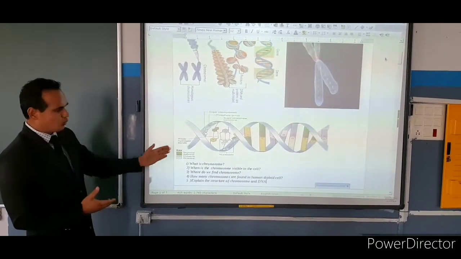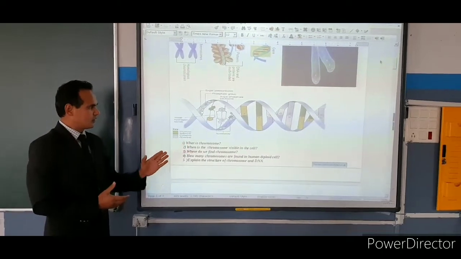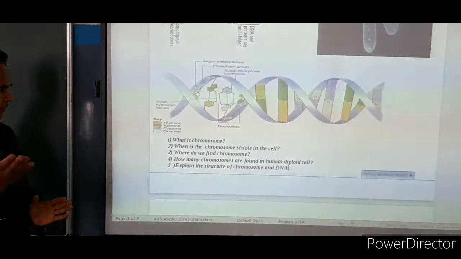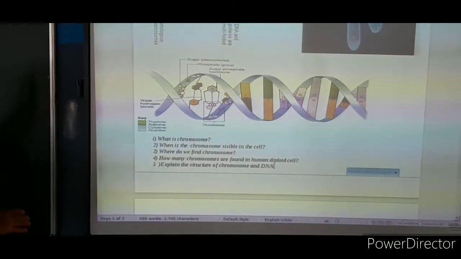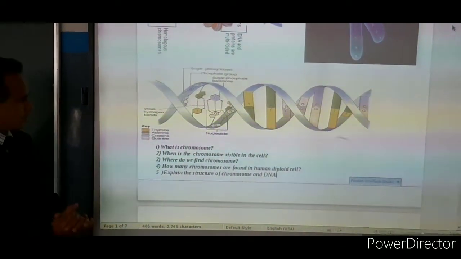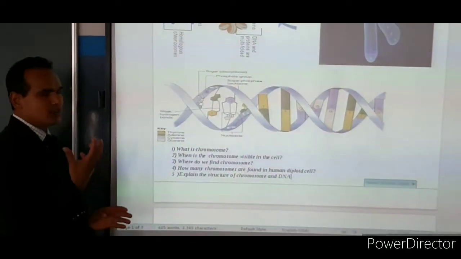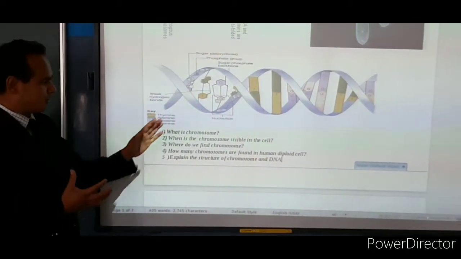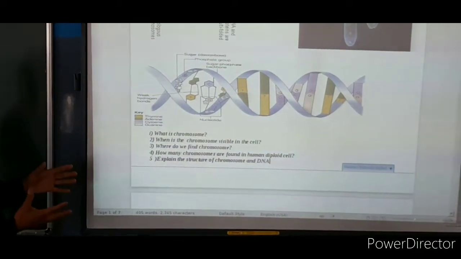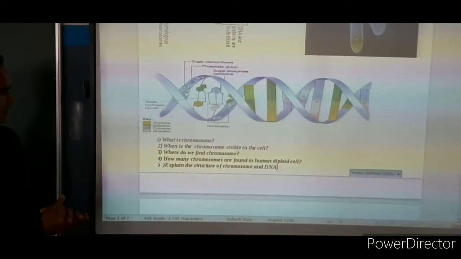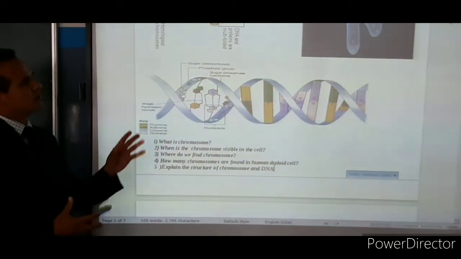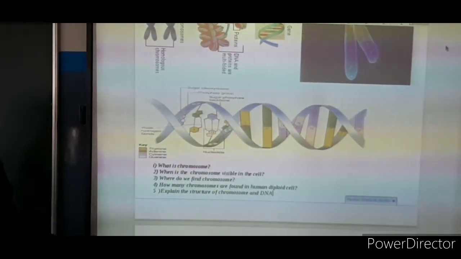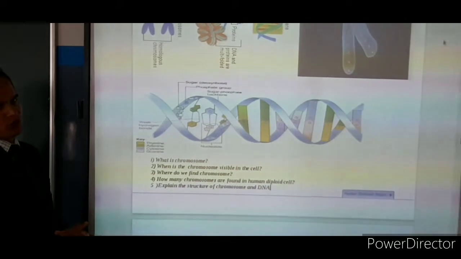We'll be discussing, the first is, what is a chromosome. So please give a thought over what is a chromosome. Second important question is, when can we see the chromosome in the cell? Third, where do we actually find the chromosome? And how many chromosomes do we find in the diploid cells, and the structures of the chromosomes and the DNA? So in our classes, we will be discussing these 5 different questions here.